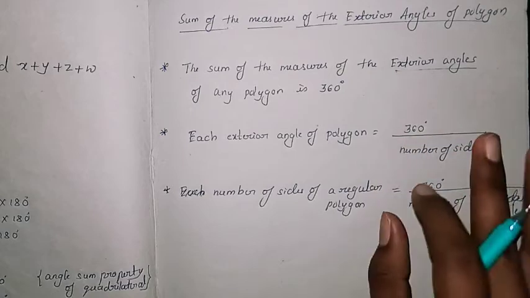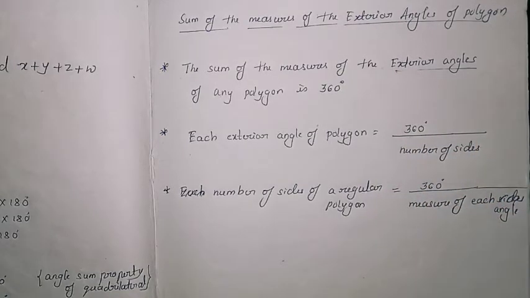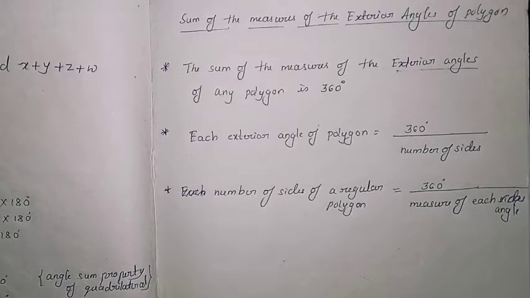So if they have given the side, divide by the side. If they have given the angle, then divide by the angle. So you will get opposite answers. This is a little bit of introduction about your next exercise. So without wasting our time, we will move toward our next exercise, that is exercise 4.2, the first one.